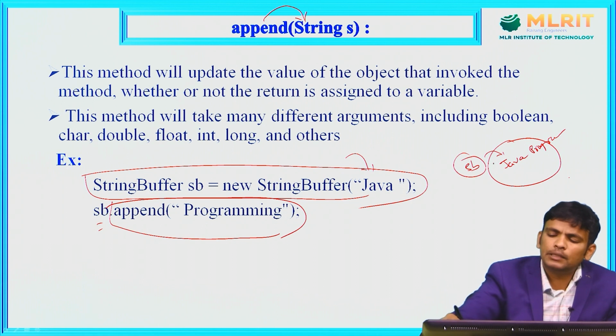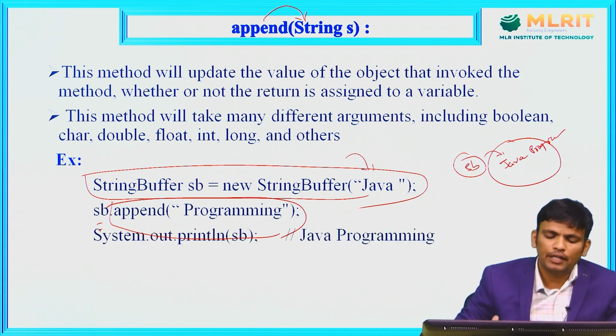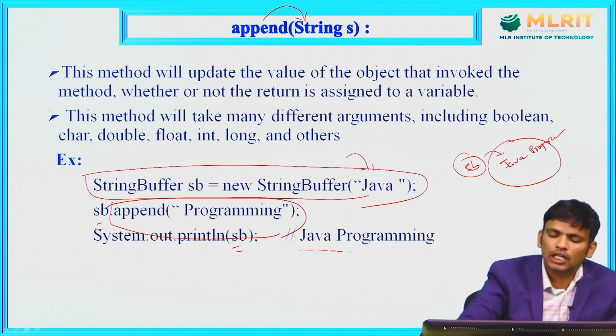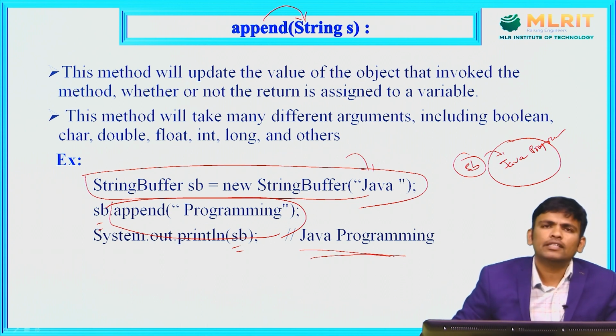So SB is pointing to this object. Suppose if you are printing SB here, it will print Java programming. In the previous case, in the String class, it will create a separate object if you are performing the concatenation operation. But here, it will use the same object, and if you want to perform any operations, you can perform them on the same object. This is the reason why StringBuffer is a mutable object.